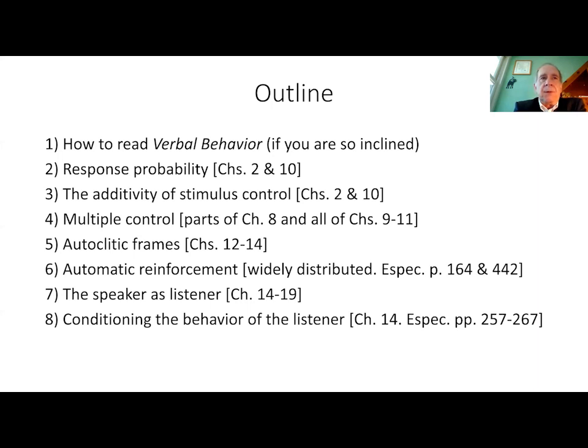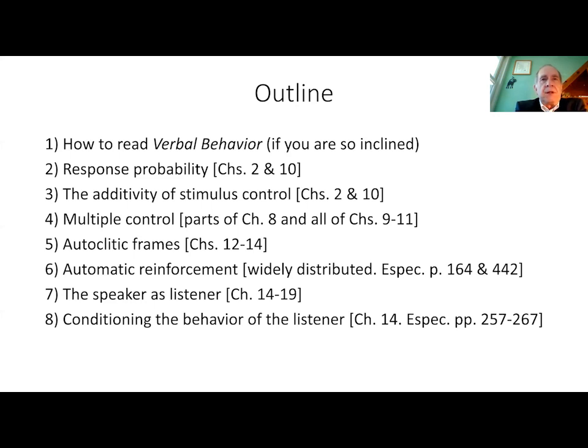Then I'm going to turn to two concepts: the concept of response probability, which Skinner covers in chapters 2 and 10, and the additivity of stimulus control in those same chapters. Now, these are topics that you probably have not come across much, but it turns out that they will be quite fundamental and actually of considerable use to you as practitioners or as theorists, as the case may be. They are a necessary foundation for talking about what comes later.